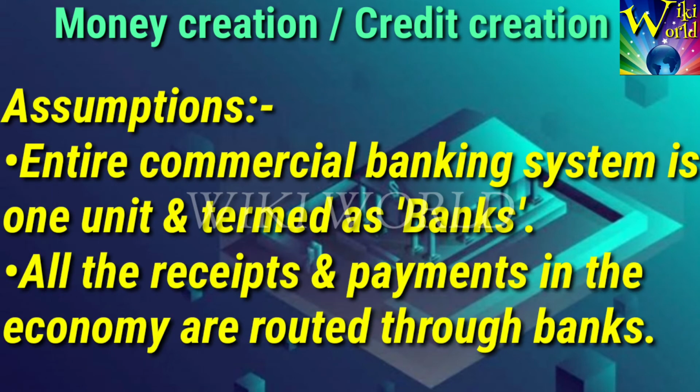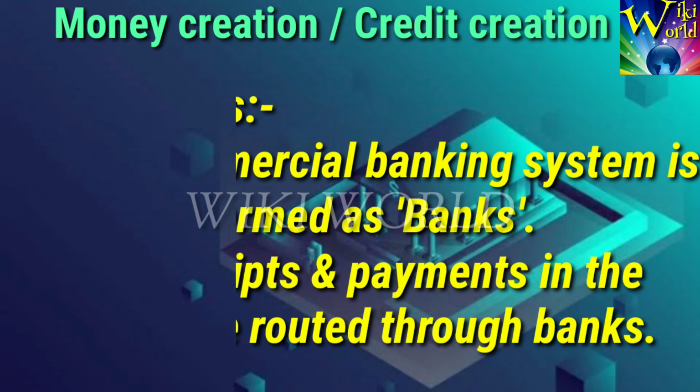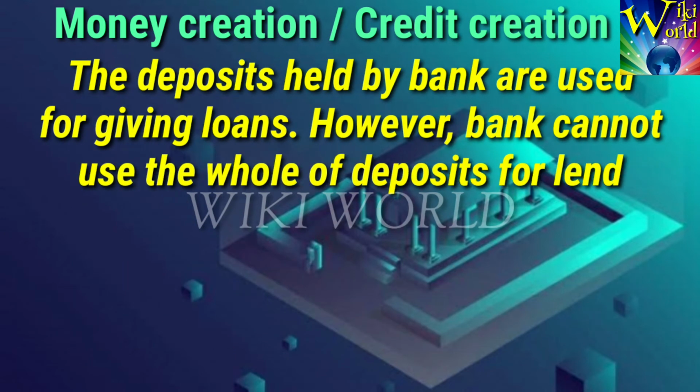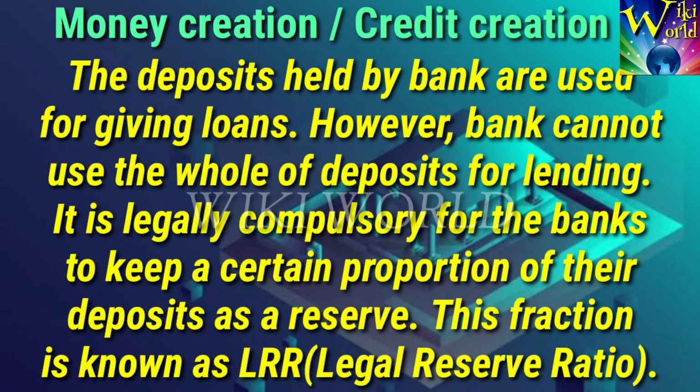Assumptions. The entire commercial banking system is one unit and termed as banks. All the receipts and payments in the economy are routed through banks. The deposits held by the bank are used for giving loans. However, the bank cannot use the whole of the deposits for lending. It is legally compulsory for the banks to keep a certain proportion of the deposits as a reserve. This fraction is known as LRR, legal reserve ratio.